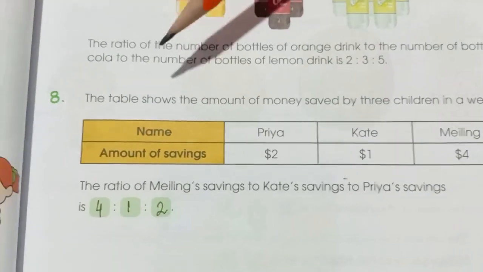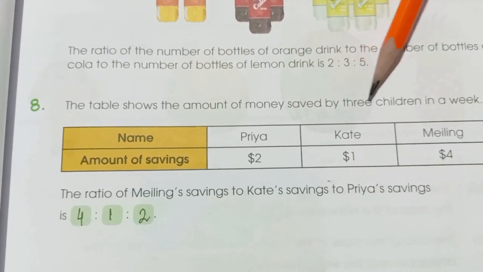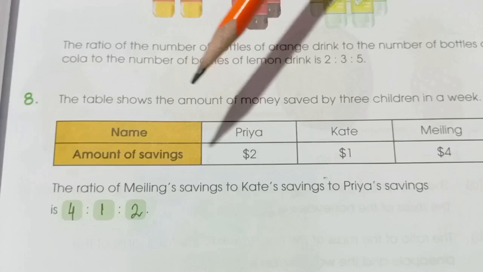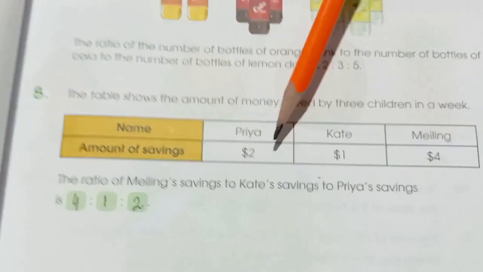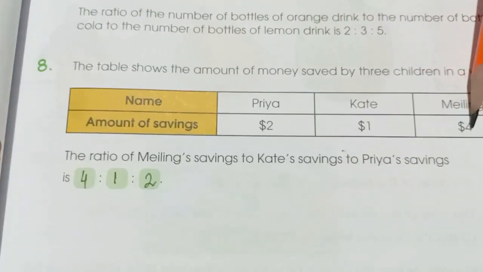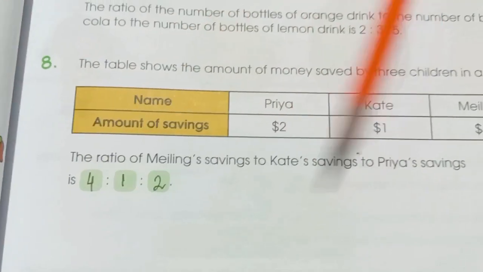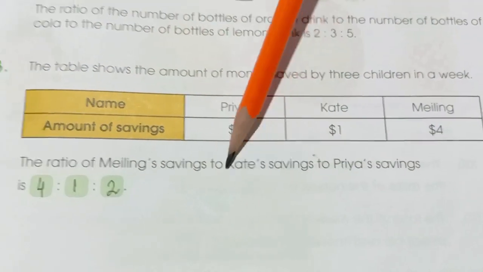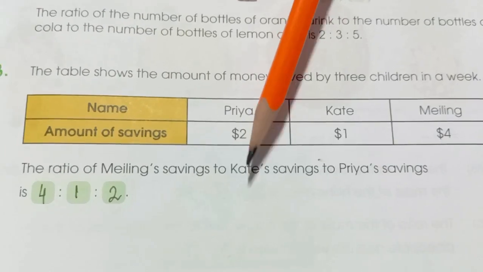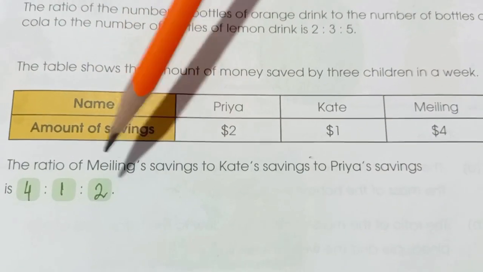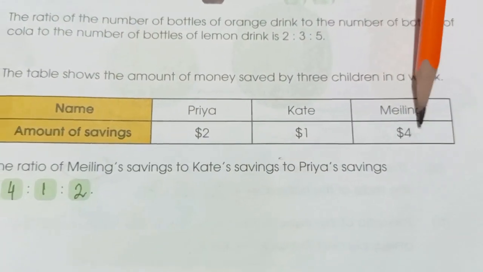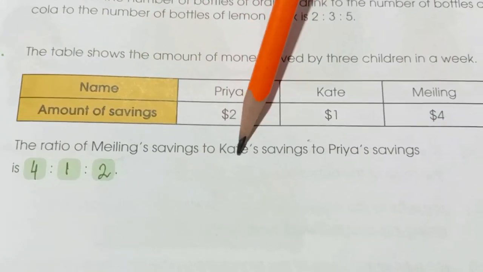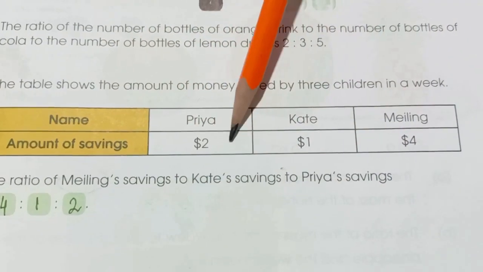Question number 8. The table shows the amount of money saved by 3 children in a week. The ratio of Milling's savings to Kate's savings to Priya's savings. We have to focus on what is being asked in the question first, so we have to write that thing first. Here the first thing is the ratio of Milling's savings, so first we write the amount of Milling. Then we have Kate, $1, and then after that we write Priya.